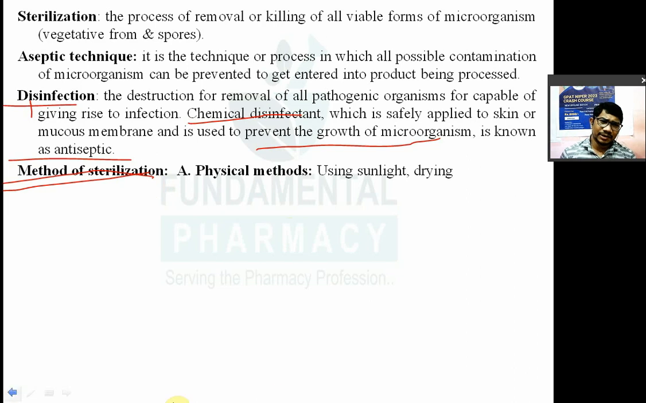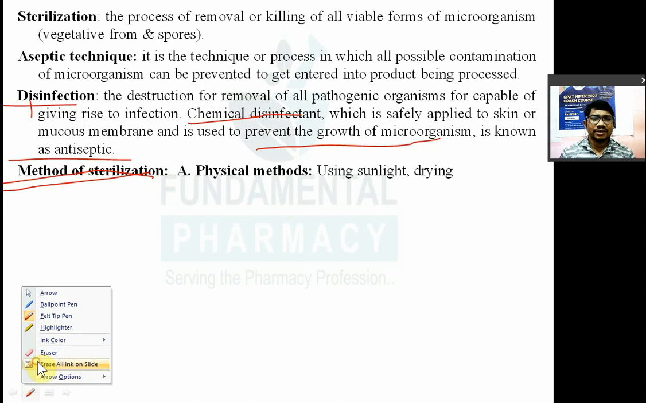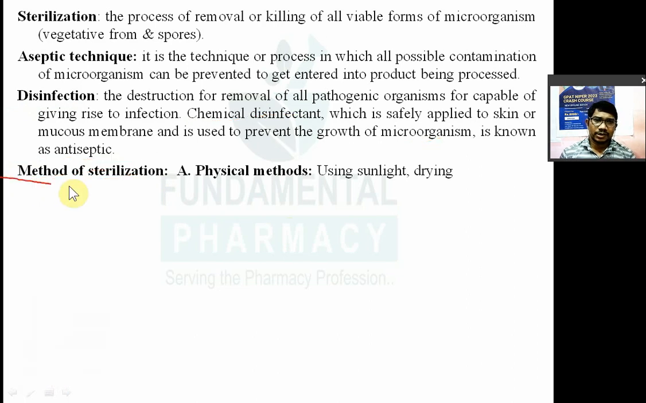So there are different methods which are utilized for the killing of microorganisms in the pharmaceutical industry, as well as on the laboratory scale. Methods of sterilization may be physical, just by using sunlight or drying. So you might have seen grains.